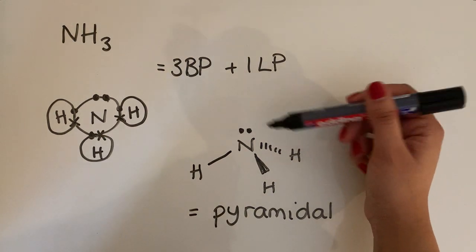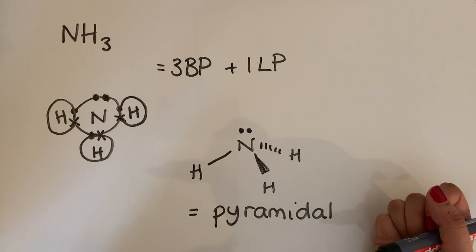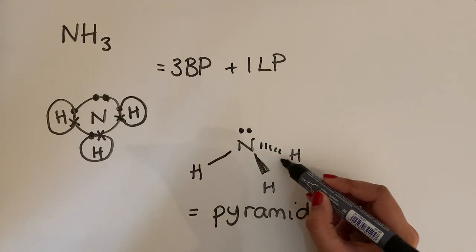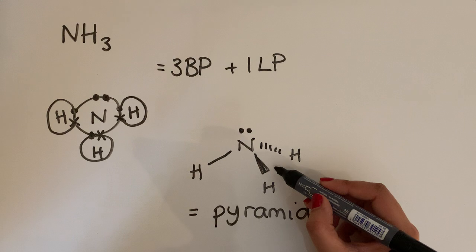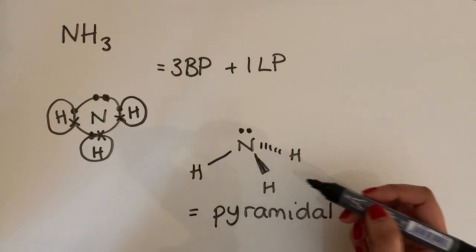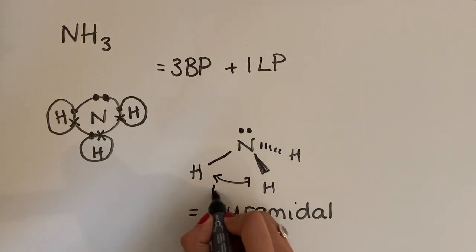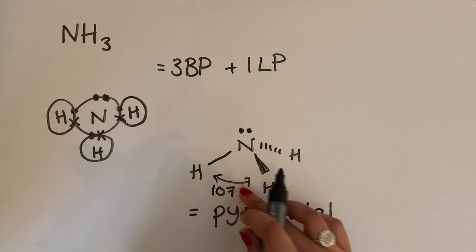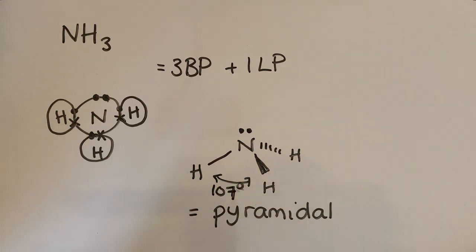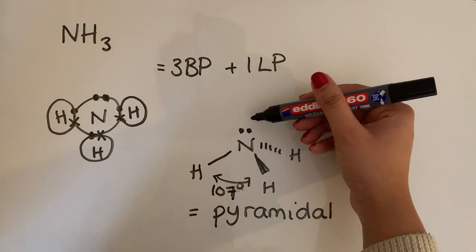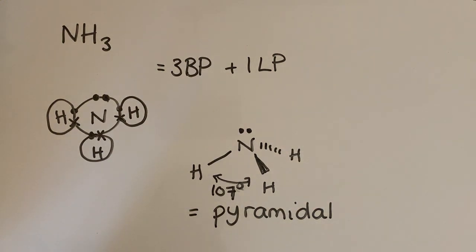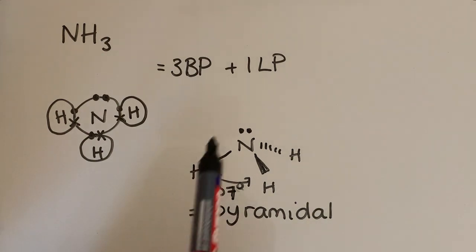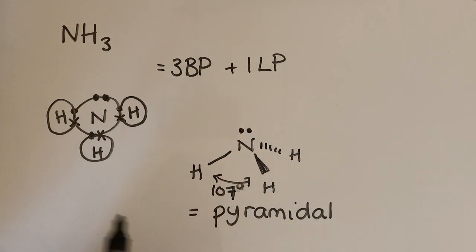Now, as we said, this lone pair pushes the bond pairs closer to each other. What that does is it reduces the angle down here. In tetrahedral, it was 109.5. It is now 107 degrees, so it's decreased the bond angle. That lone pair has reduced the bond angle by 2.5 degrees. So anytime you have a central atom with 3 bond pairs and 1 lone pair, it will adopt the pyramidal shape.